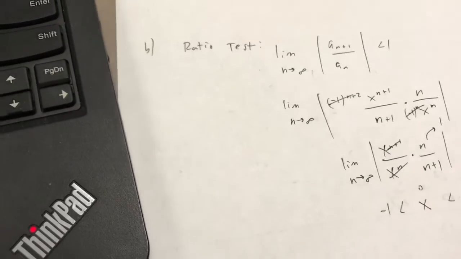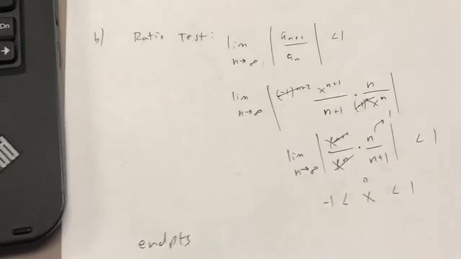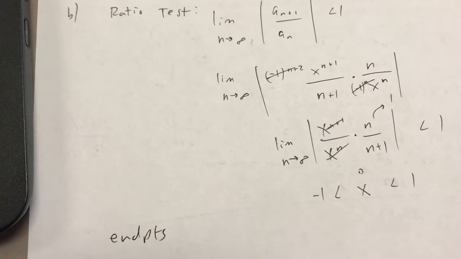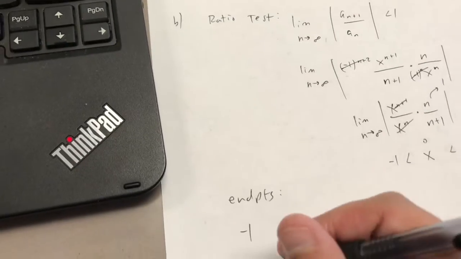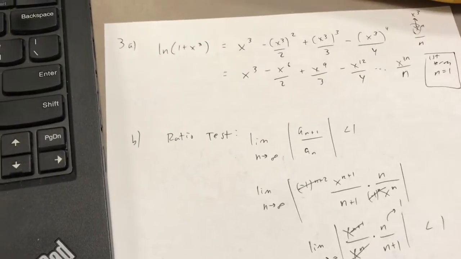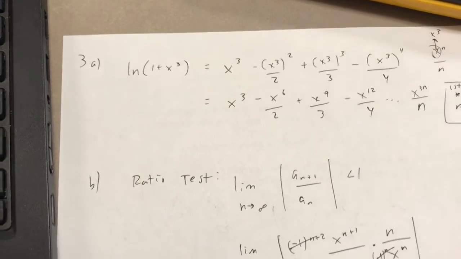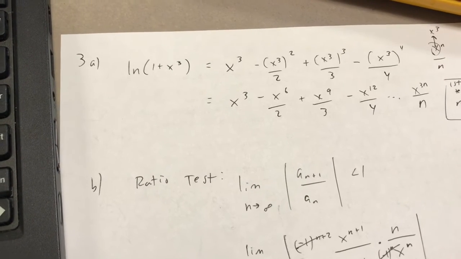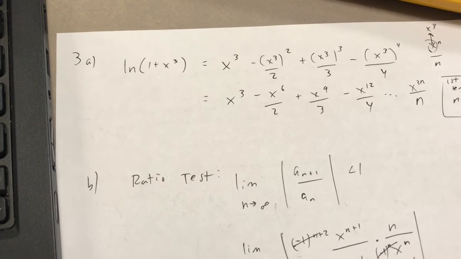Anyway, what we need to do here is check the endpoints. Because the ratio test only speaks to values that work out to be less than 1. We have to check 1 and negative 1 and see if those series converge or diverge. So if you put negative 1 into the series, negative 1 cubed is negative 1. Negative 1 to the 6th times negative 1 will be negative 1/2.